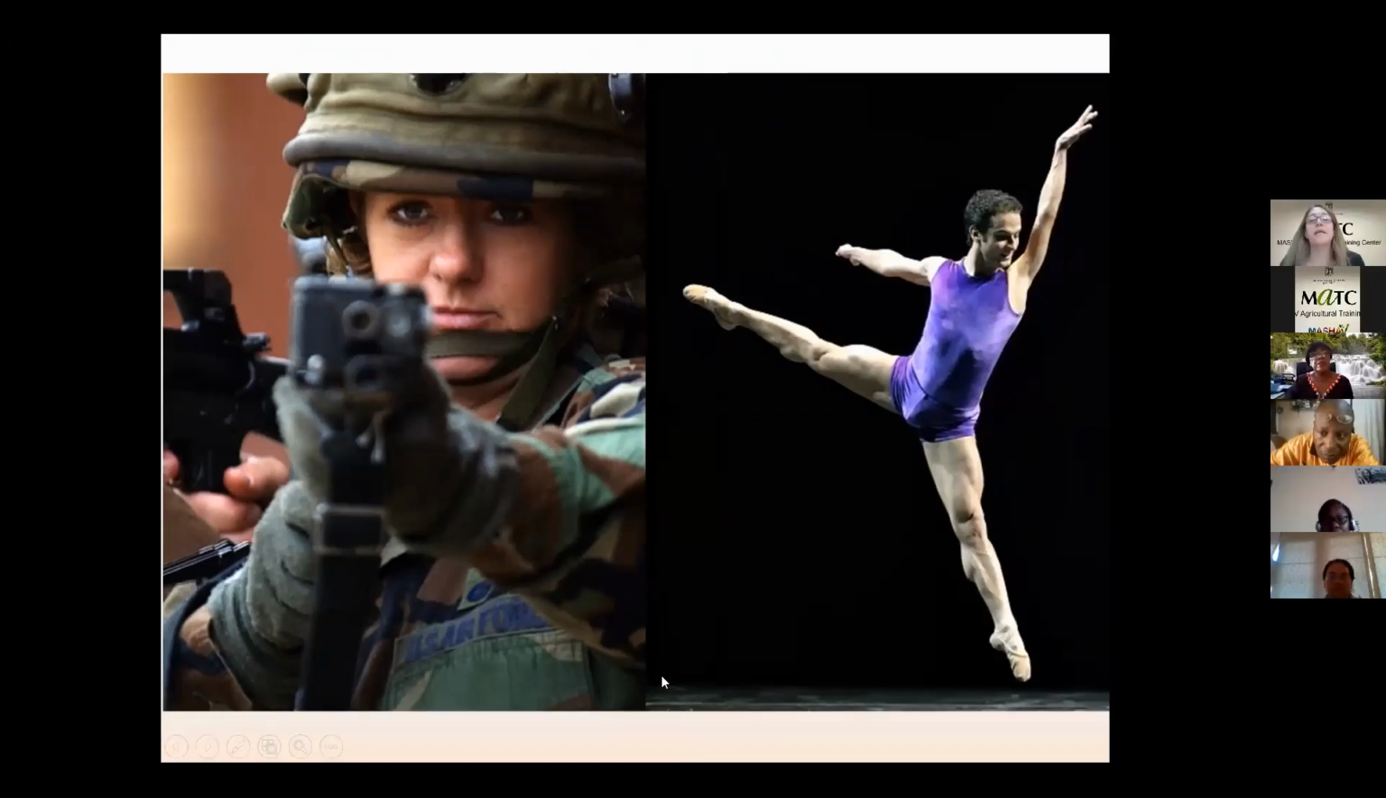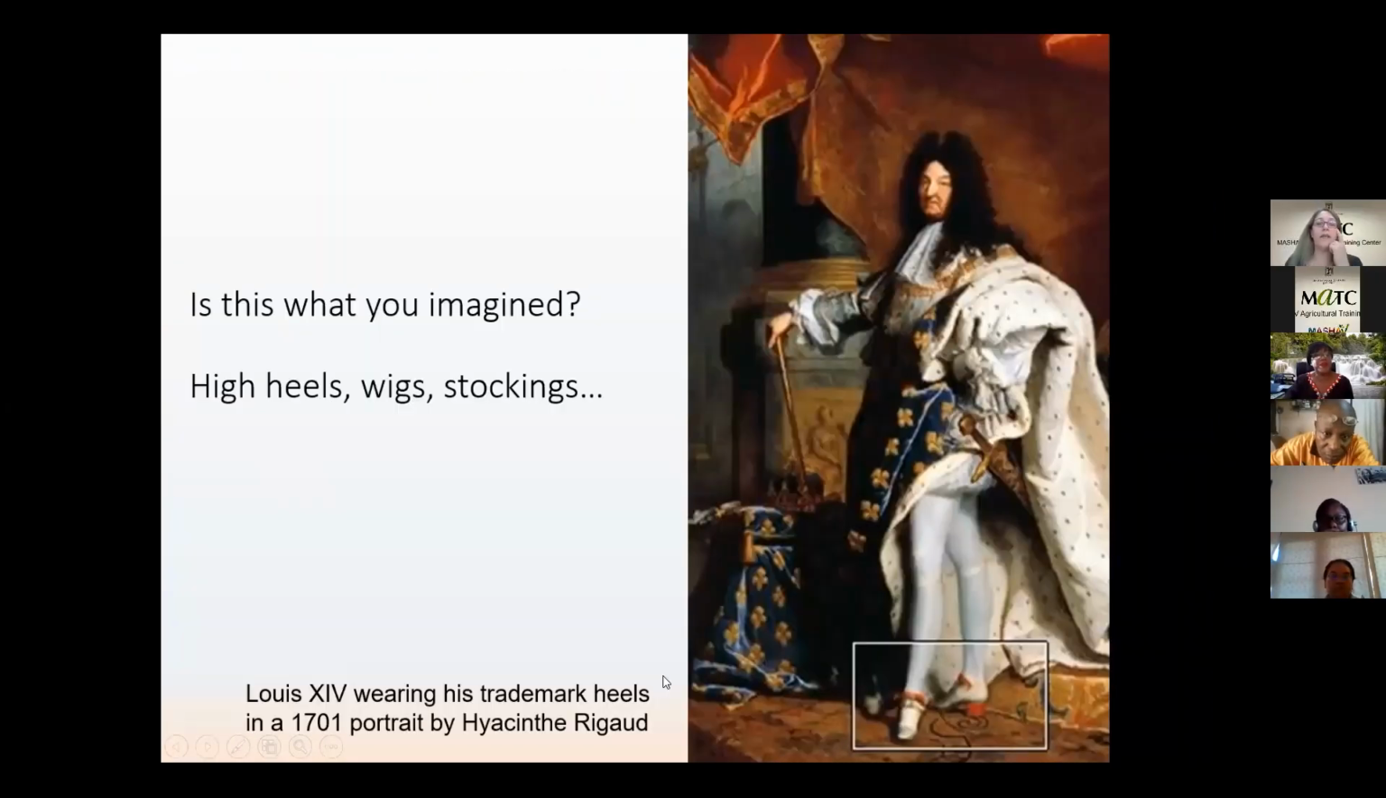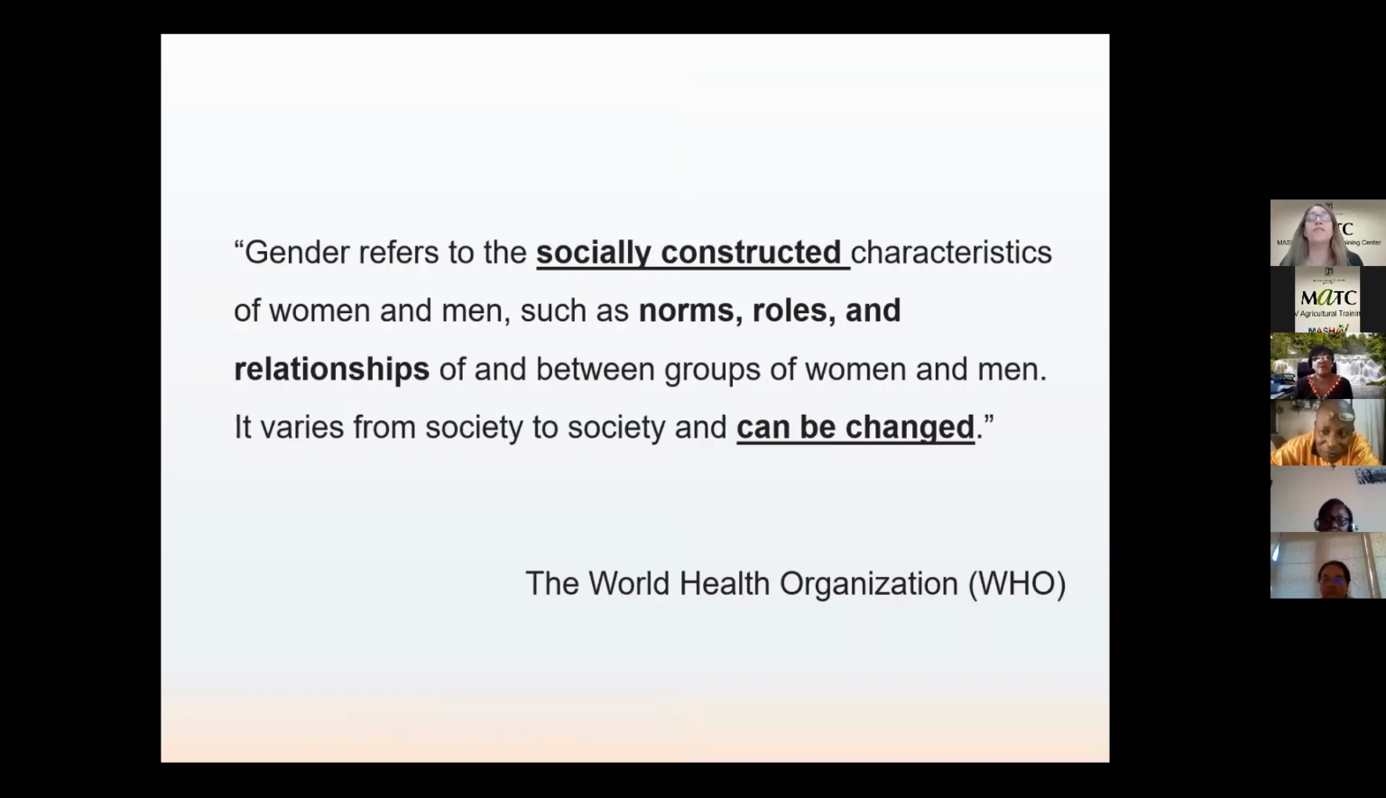This is a portrait of King Louis XIV wearing his trademark heels in a 1701 portrait by Rigaud. Here you can see that Louis XIV, the king, certainly a trendsetter, is wearing high heels, a wig, and stockings. Is this how men are expected to dress today? Is this an acceptable dress for men in your society? I don't know, but this brings us back to the definition of gender.